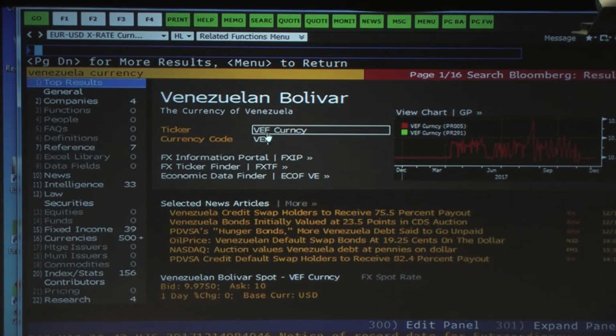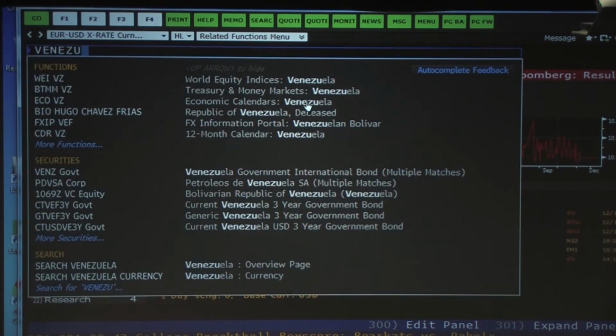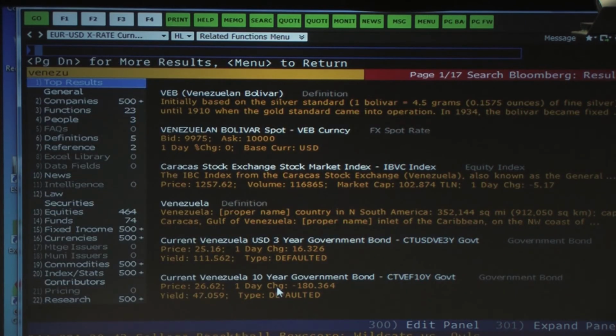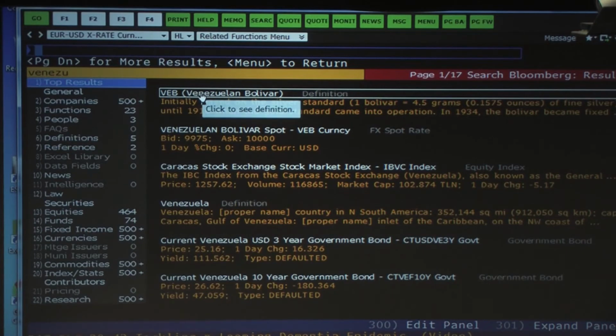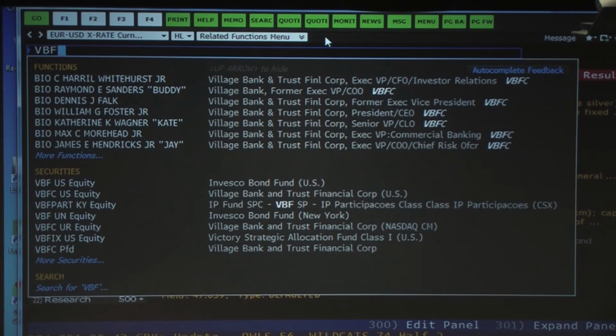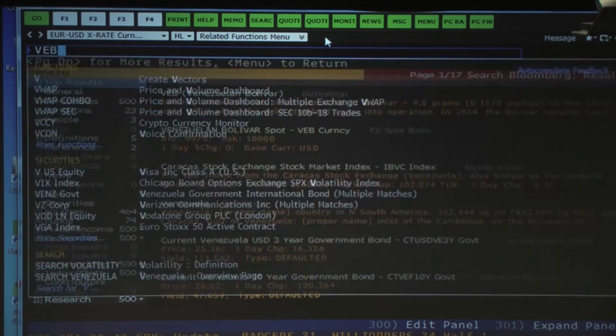Okay, so if you search the tickers through Bloomberg, if you don't know something, you can search it through Bloomberg. You can write the word Venezuelan, and then you can search Venezuela or the Venezuelan currency, or you can even search everything to do with the word Venezuelan. So let's compare the Venezuelan bolivar to the USD. Is that VEB?